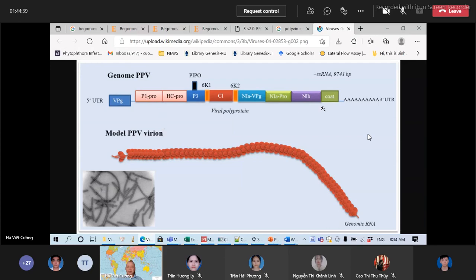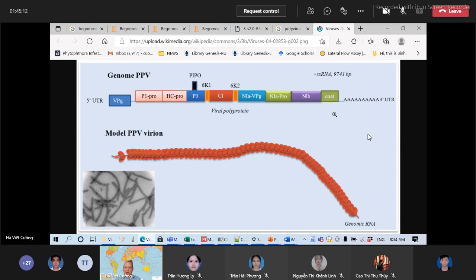And yep, here is the genome organization of the virus. The name is Plum pox virus. This virus is probably not present in Vietnam. I'm not sure, but I believe that it's not. But it is very common in Europe. This virus attacks several plants, stone fruit plants like apple, cherry, and so on. And this virus is an RNA virus.